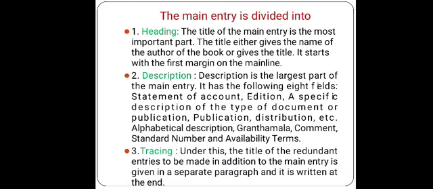Description. Description is the largest part of the main entry. It has the following eight fields: statement of responsibility, edition, a specific description of the type of document or publication description, etc., physical description, series, standard number and availability terms. Tracing. Under this, the headings of the additional entries to be made in addition to the main entry are given in a separate paragraph and it is written at the end.